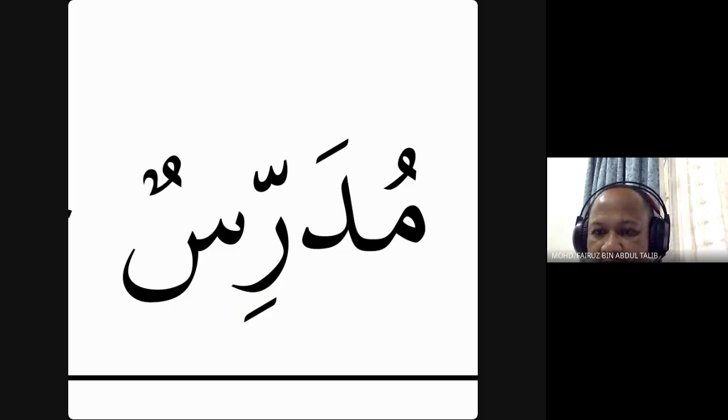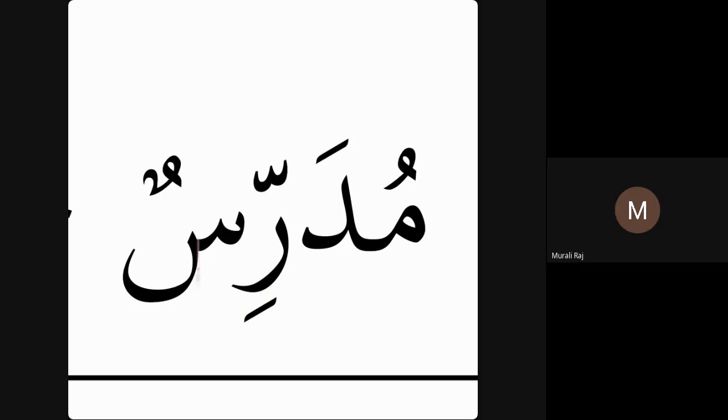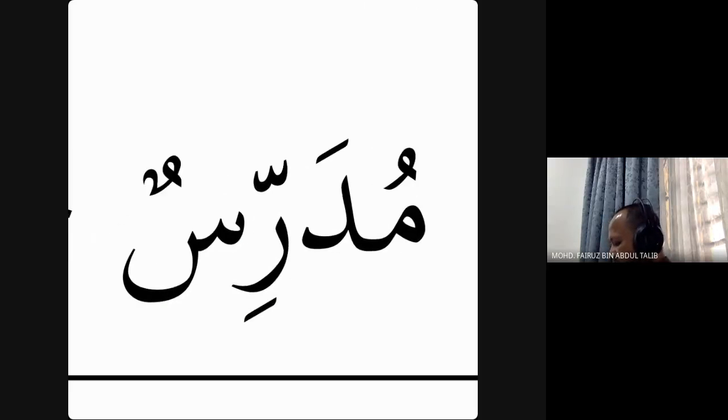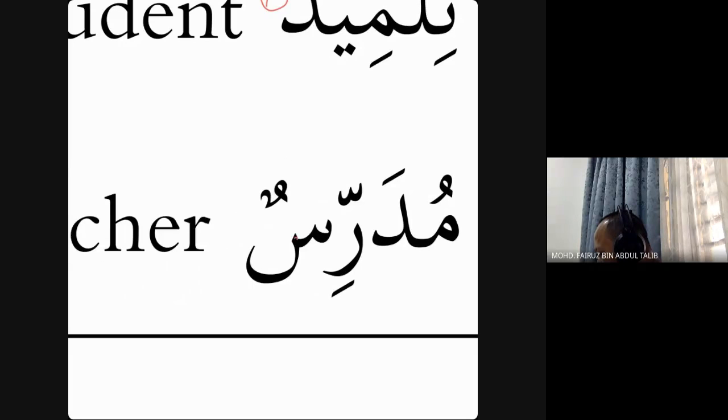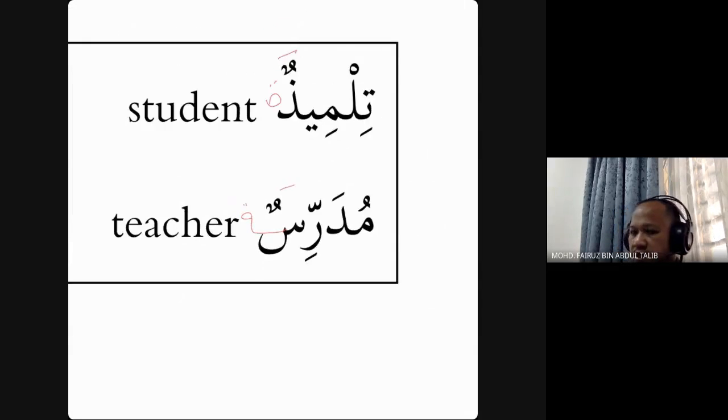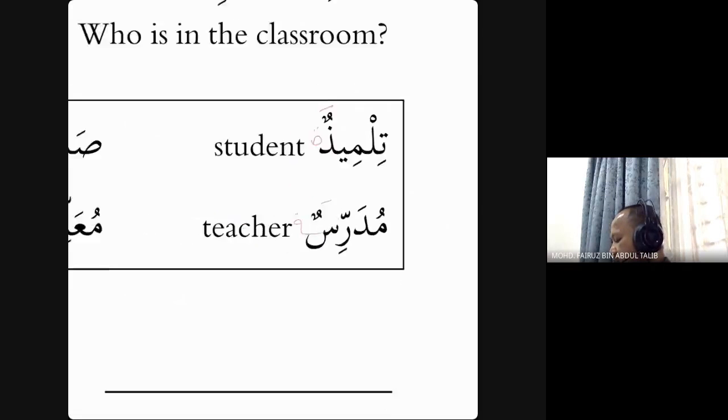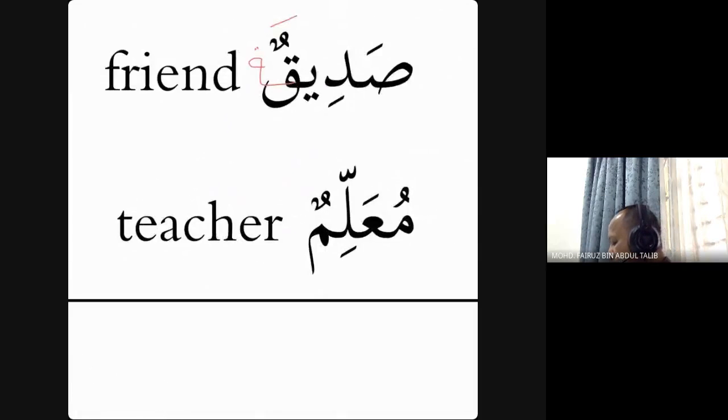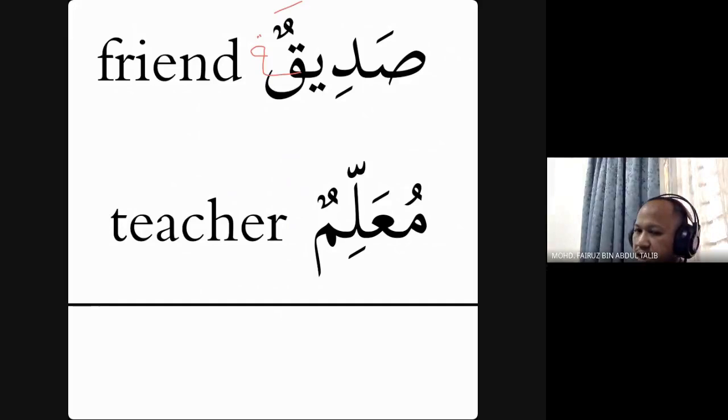A female teacher. Murali, what is the female teacher? Mudarrisa. Yes, correct. The same word, but you just add this ta to the word. So mudarrisa is a female teacher. Mudarris, mudarrisa. Good. This is another word also to say teacher. You can use either one.